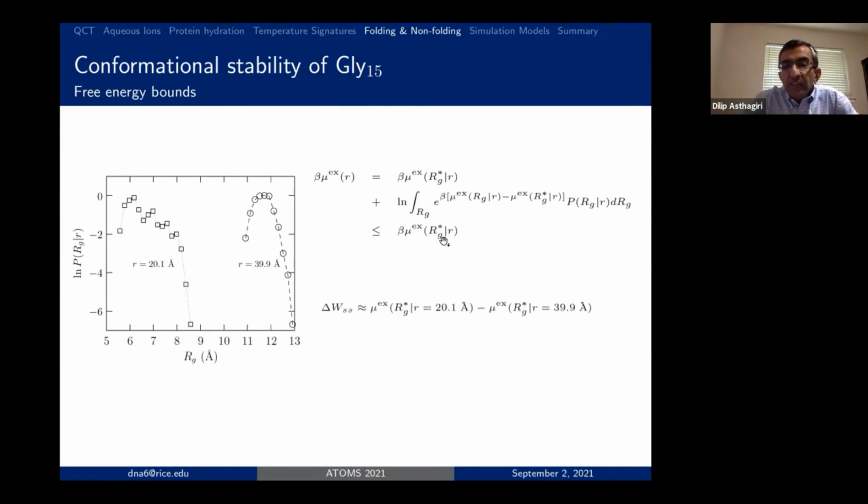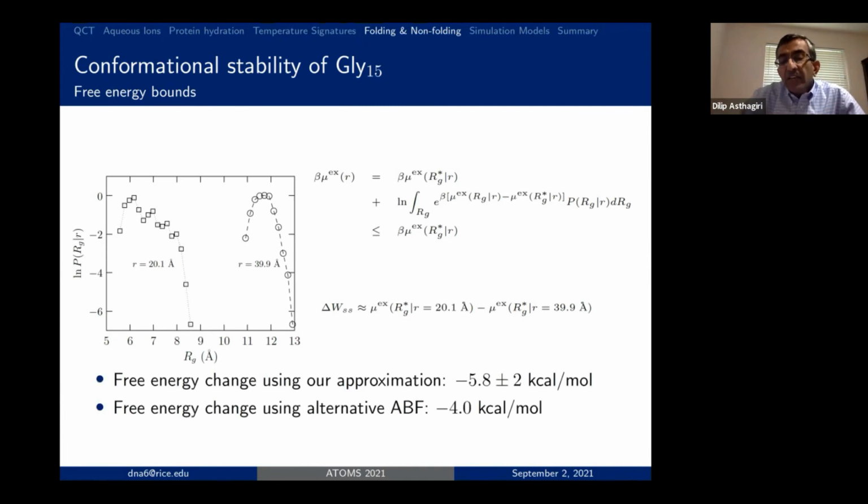And we make the following assumption: that the solvent-solvent contribution can be obtained by looking at only two structures, instead of trying to sample over an ensemble of structures, which was computationally very demanding. Just to give you an estimate, the free energy based on this approximation works out to be minus 5.8 plus or minus 2. And you can do the ABF looking at the entire ensemble average, and we are very close to the target value that is predicted by the alternative approach.